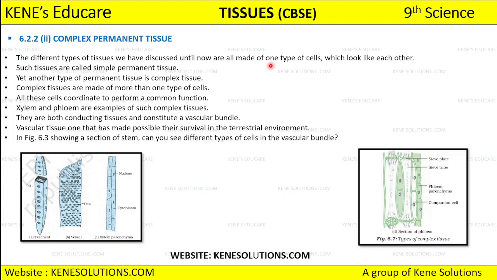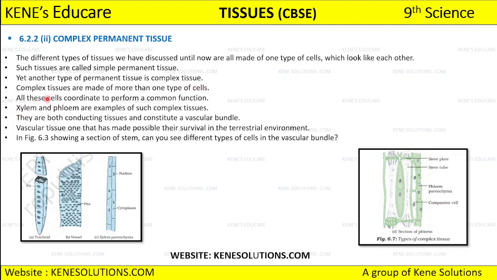Okay, so when we have only one type of cell which looks like each other, we call such tissue simple permanent tissue. What will we call these? Simple permanent tissue. Yet another type of permanent tissue is complex tissue. The other type of permanent tissue that we have, we call that complex tissue.